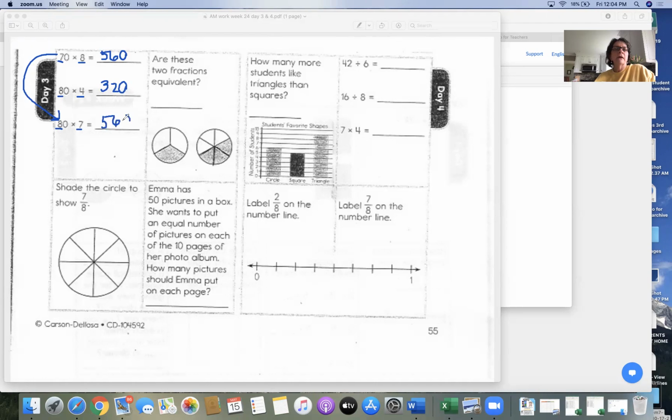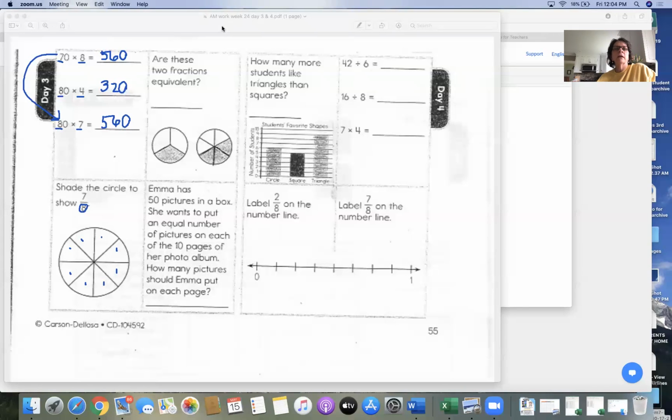Okay, let's go down to the next one. It says shade the circle to show 7 eighths. Well, if I have eighths, then I must have 8 equal parts. Let's count. 1, 2, 3, 4, 5, 6, 7, 8. I do have 8 equal parts, and I have to shade 7 eighths. So that means all but one of them.